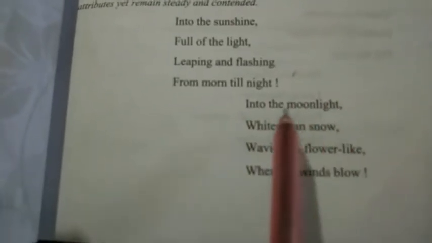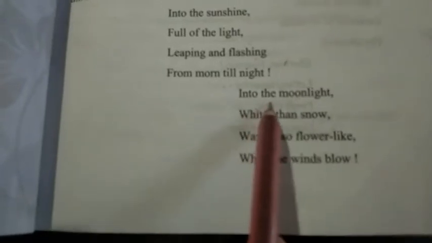In the second stanza, into the moonlight. Now the poet describes what the fountain looks like and what the fountain does during the moonlight. Into the moonlight, whiter than snow. It looks whiter than snow.